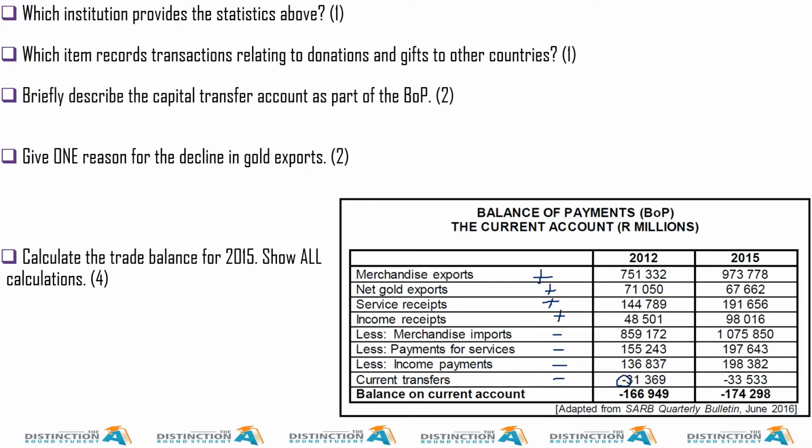But why do we add merchandise exports? Because if we export, these are all the goods that we export. If we export, money comes in. So we're talking about the flow of money here. Money comes in, so we add.